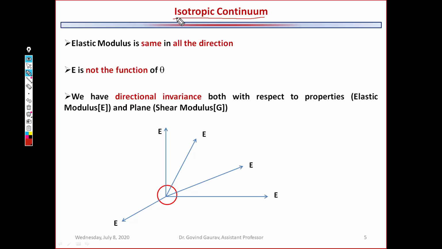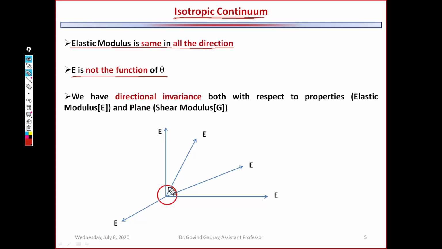So in case of the isotropic continuum materials, the elastic modulus is the same in all the directions. It doesn't vary with the change in the rotation of the angle; it is constant throughout. So E is not a function of theta. This means that if it is the same in all the directions, then it is not a function of theta.